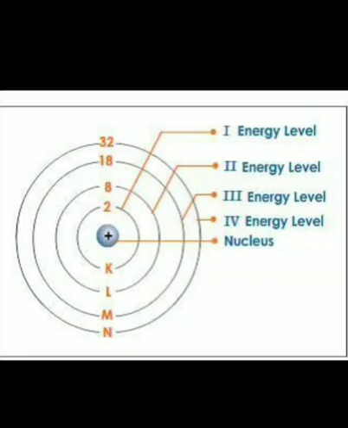Okay. What do you observe here? The capacity of K cell is equal to 2, L cell is equal to 8, M cell is equal to 18 and N cell is equal to 32. Understood? So let's first discuss how the electrons are arranged, or what the electronic configuration is in an atom.